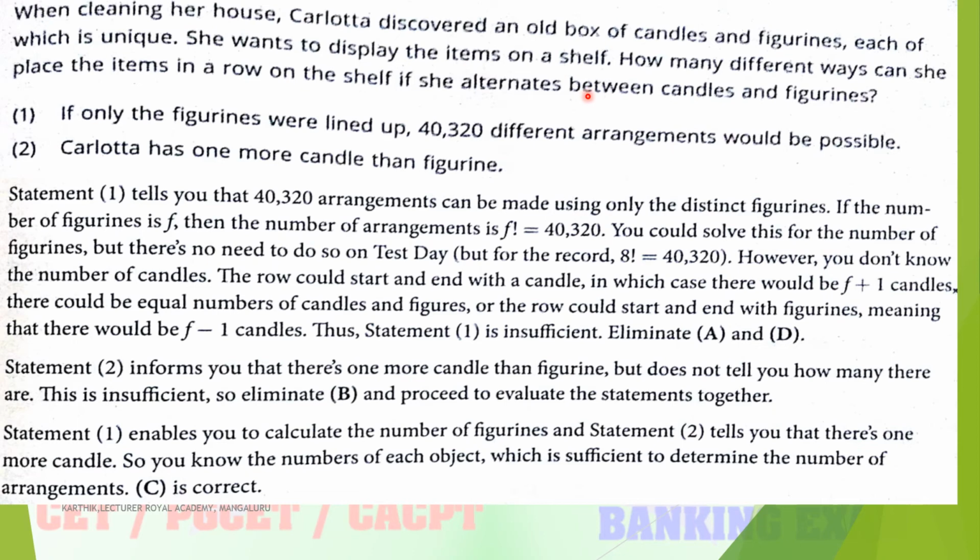I hope all of you understood. From the first statement you can get the information of figurine, and from the second statement you get the information of candle: one more candle compared to figurine. So both statements together you can answer the question. So option C is the correct answer.